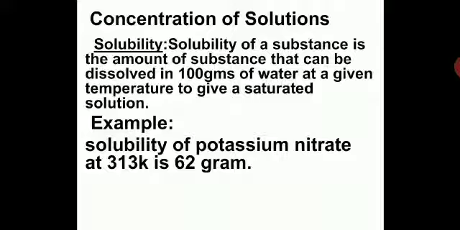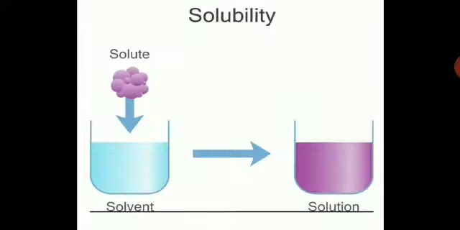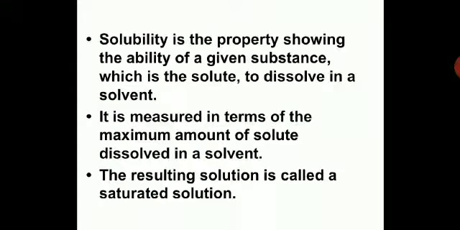That means a saturated solution is obtained. Further, if you add potassium nitrate at this temperature, 313 K, it will not dissolve at all. So the saturation point is reached. This means the solubility of potassium nitrate at 313 K is 62 grams. That means it will not take any more. So the saturation point is what gives you the solubility.